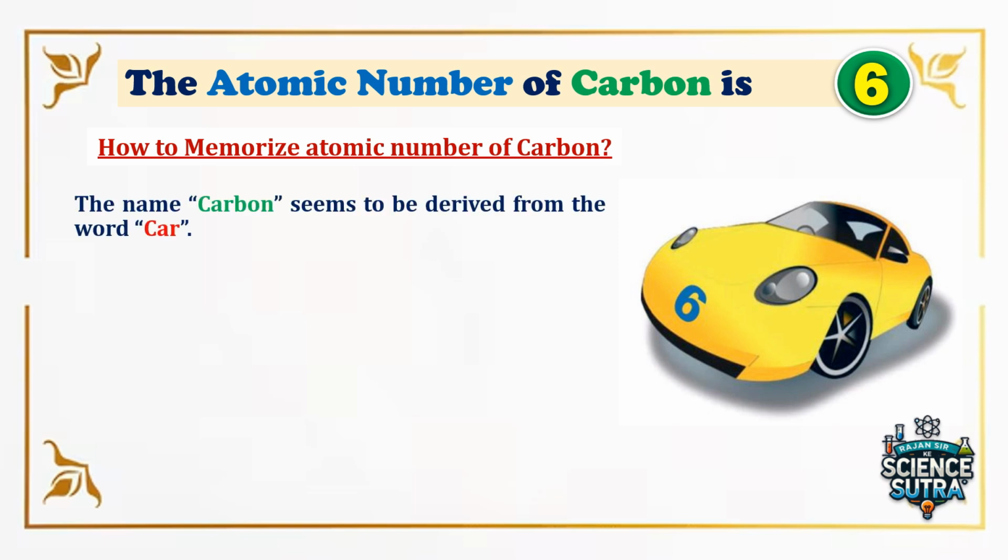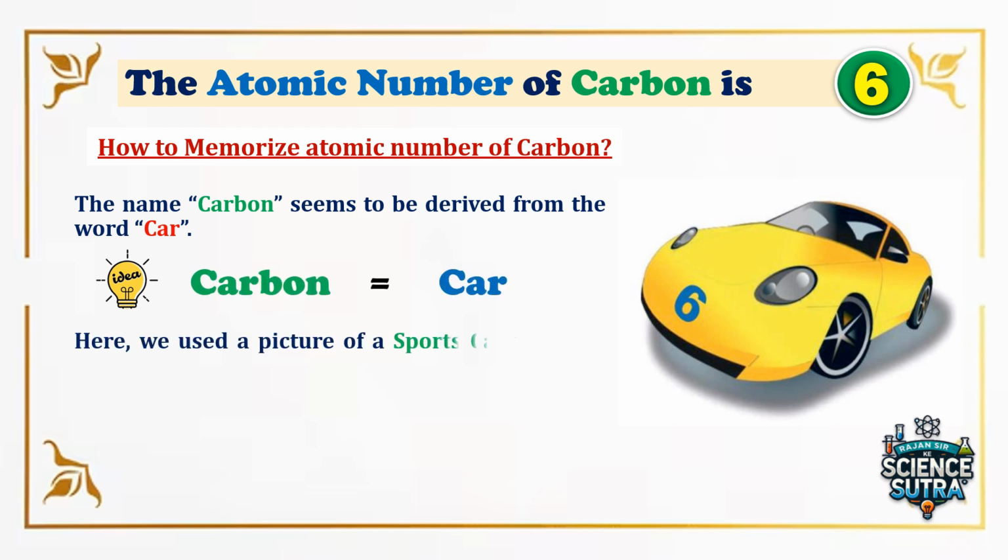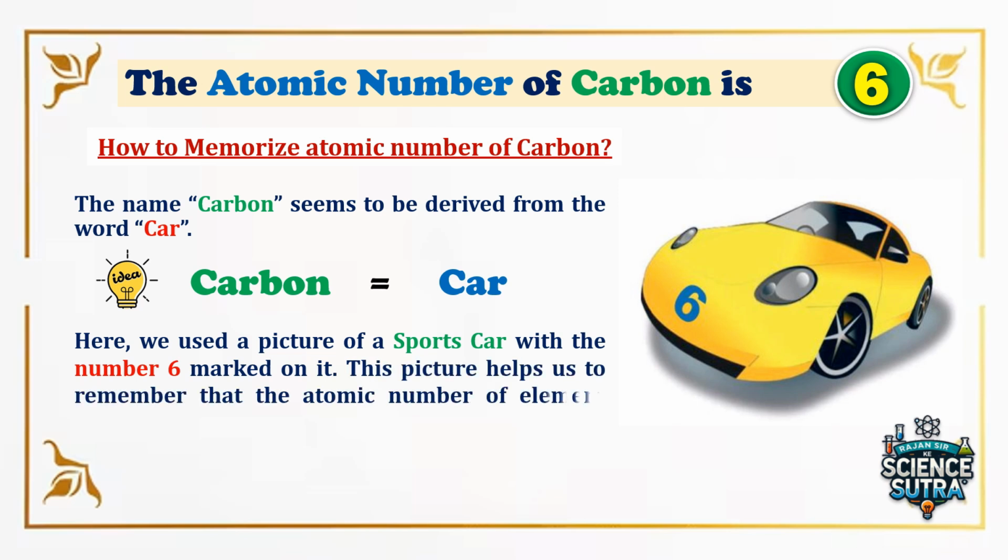The name carbon seems to be derived from the word car. So, we made a relationship between carbon and car. So, the idea is the name carbon is derived from the word car. Here we used a picture of sports car with number 6 marked on it. This picture helps us to remember that atomic number of element carbon is 6.